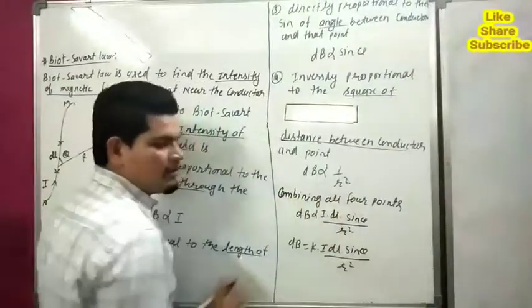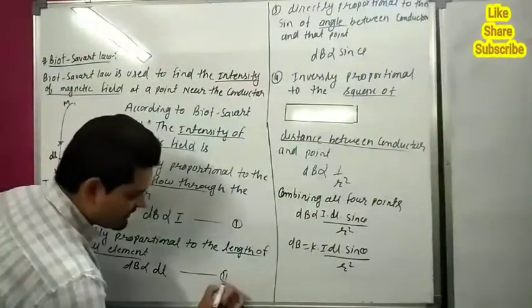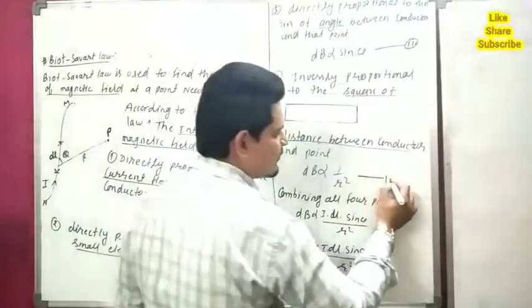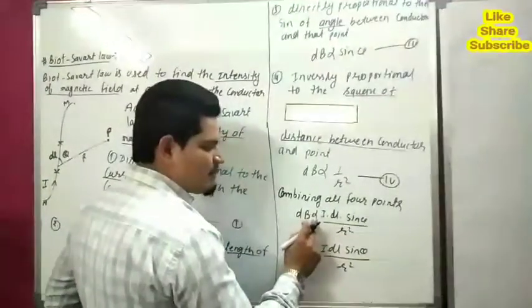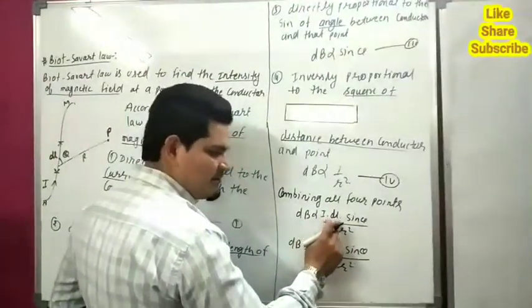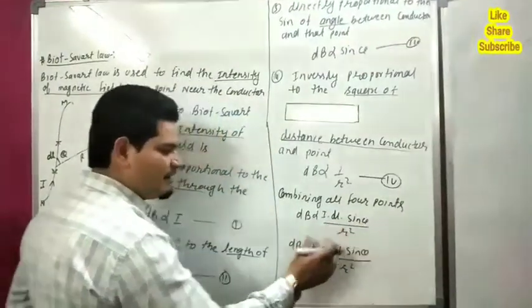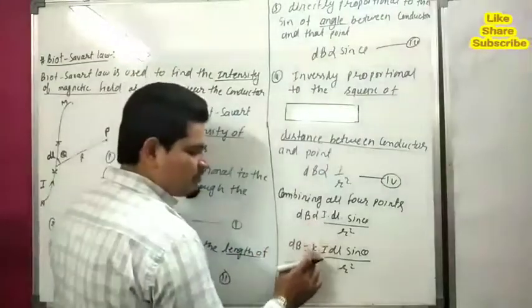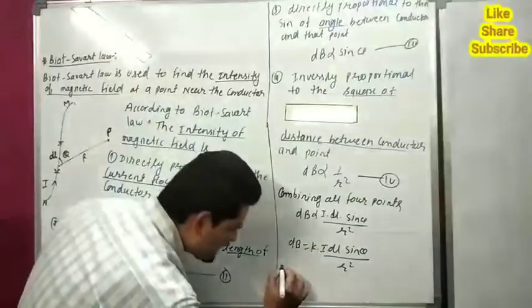So we can combine all four points. This is equation first, this is equation second, this is equation third, and this is equation fourth. Combining all four equations, dB is directly proportional to current I, small element dl, sin theta, and inversely proportional to r squared. When we remove the proportionality sign, a constant comes. K is the constant of proportionality.